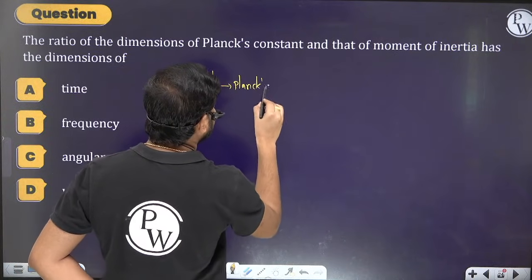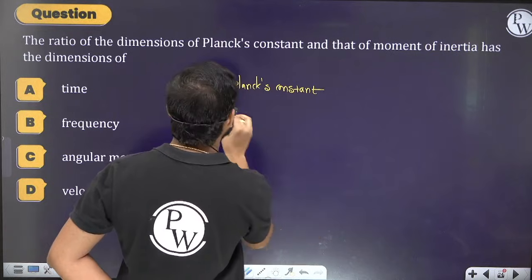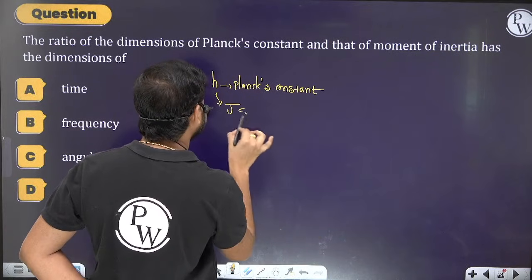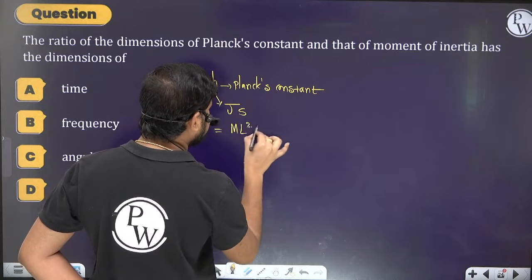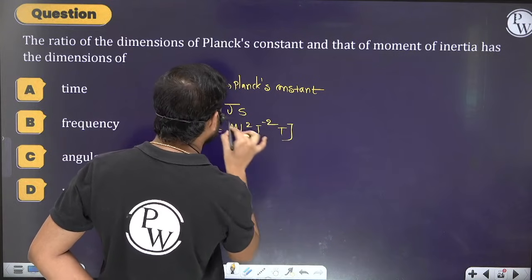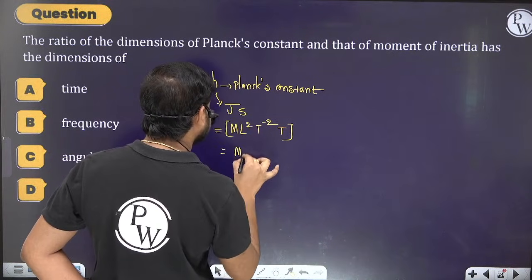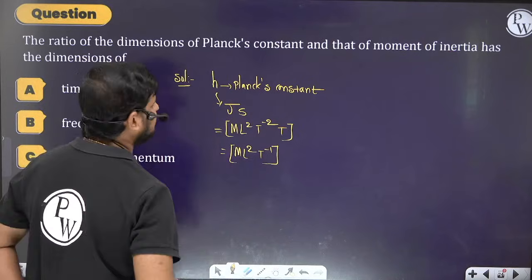What's the simplest way I told you to derive the dimensions of Planck's constant? Just remember its units, joule second. Joule means energy, which is M L square T to the power minus 2. Second is time T, so it becomes M L square T to the power minus 1. This is h, Planck's constant.